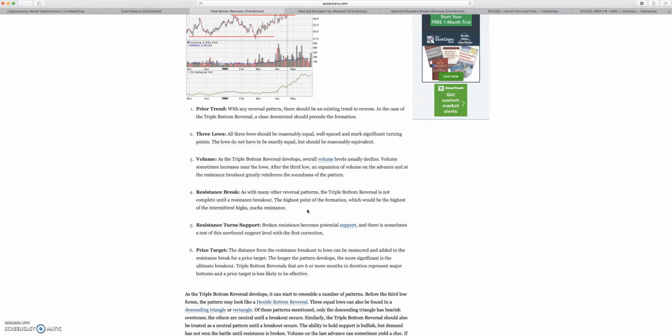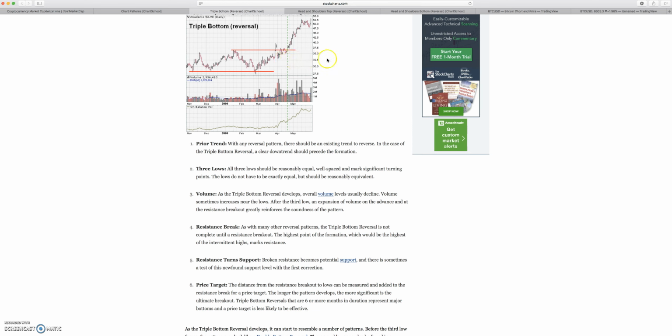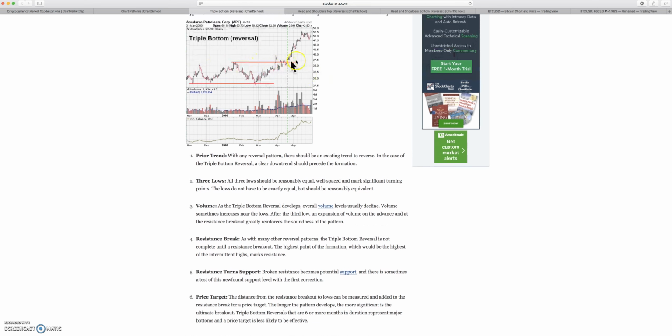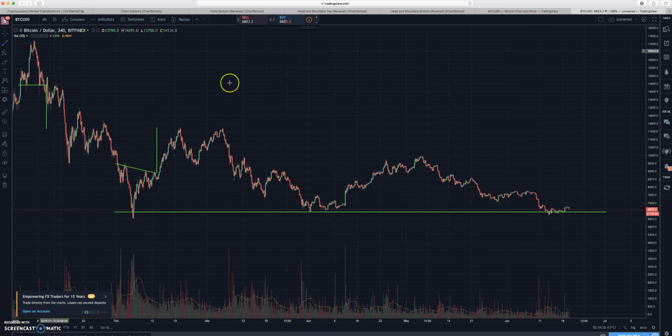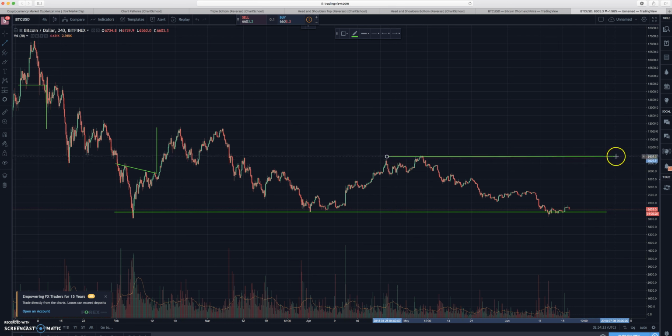So as with many other reversal patterns, the triple bottom reversal is not complete until a resistance breakout. And what this basically means is we can scroll up here and we can see what we're talking about. There's a clear resistance line in this chart, and this is the prior highs, right? The relative highs that we've been seeing. We have the same thing in Bitcoin. And I would say our first resistance level is going to be right up here around 10,000, I guess it's 9,900, somewhere in that range.